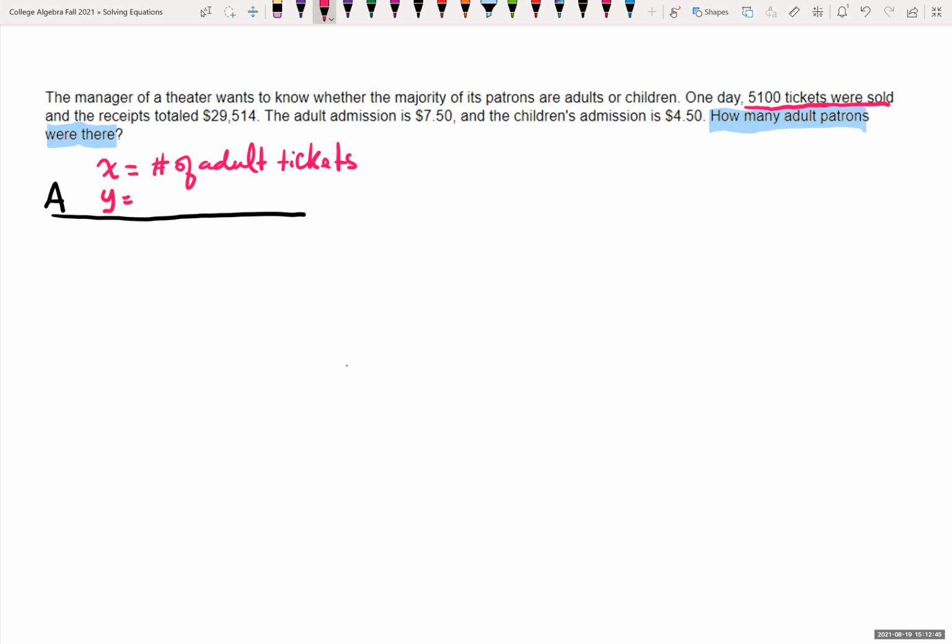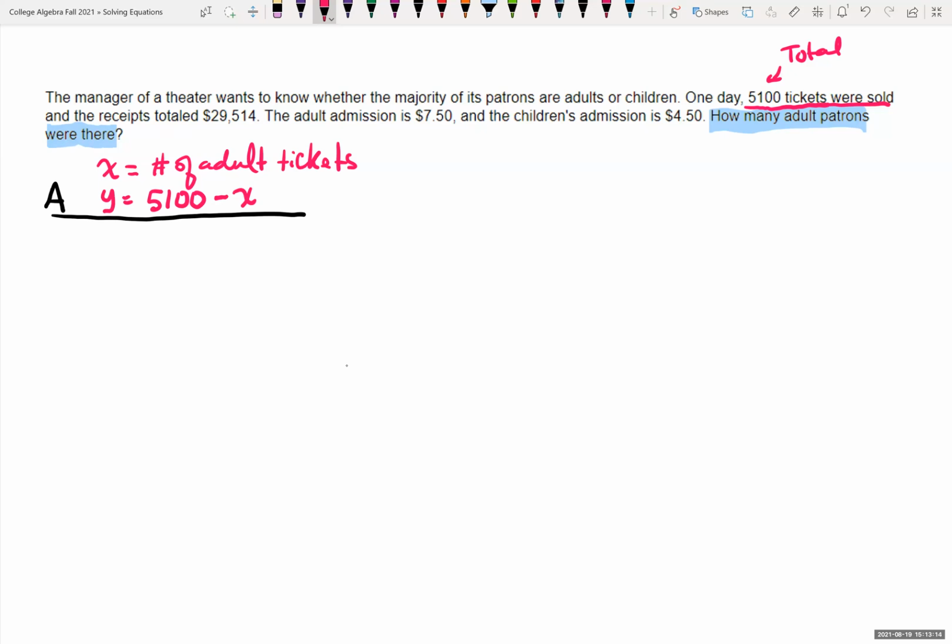And so if we let X be the number of adult tickets, we know that we could figure out how many kid tickets were sold by subtracting X from the total number. This was our total. If I look at my total number of tickets sold, 5,100, and I subtract off the number of adult tickets sold, that would have to be the number of children's tickets sold.